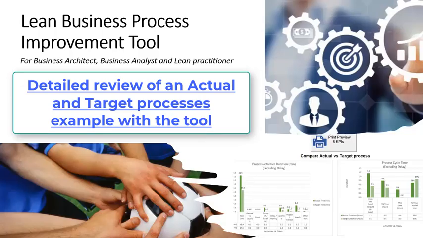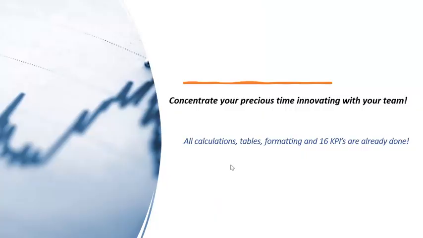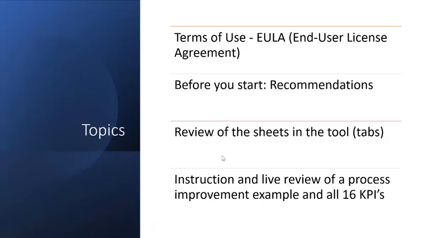Alright, so let's start with the Lean Business Process Improvement Tool for Business Architect, Business Analyst, and Lean Practitioner. Basically, this tool is to give you the time to concentrate on innovation with your team, since all the calculations, the tables, the formatting, the 16 KPIs are already done. So you can focus on what's most important.